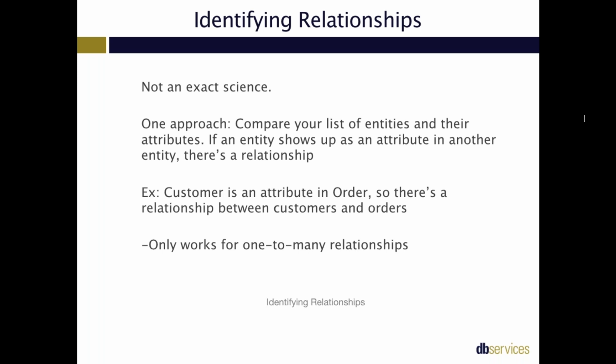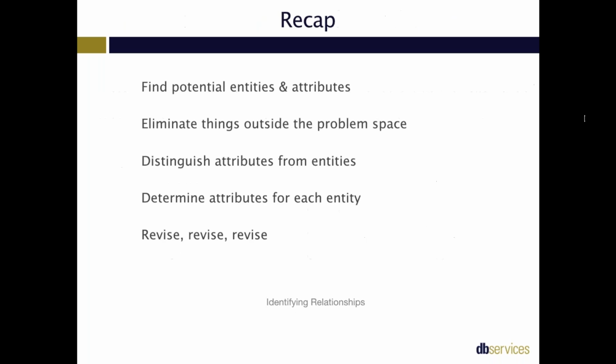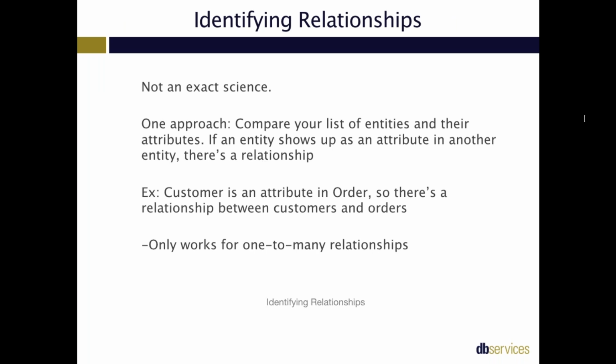For example, if we go back to here, you'll see that we have an entity customer. It shows up as an attribute of an order. That right there should tell you that there's a relationship between order and customer. The same would be the case with order and product. There is a relationship between them, but it's not as straightforward as customer and order. We'll get to that. But the one-to-many is a systematic way to determine those relationships.